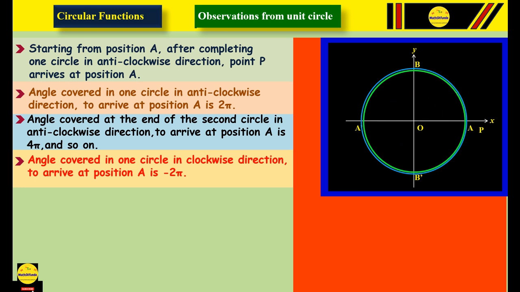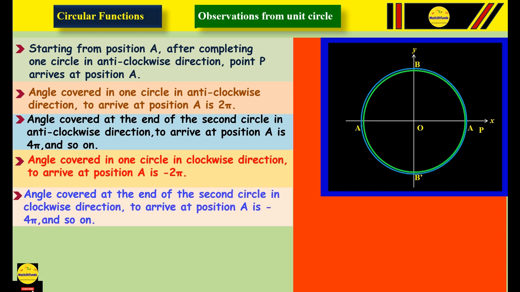Now if you allow point P to continue its journey in clockwise direction, after completing the second circle, it would be another minus 2 pi added to the previous minus 2 pi, and the corresponding theta would be minus 4 pi. So the angle covered by point P moving in clockwise direction after completing the second circle would be minus 4 pi, right? Now, if point P further continues, the angles would be minus 6 pi, and maybe the next circle it would be minus 8 pi and so on.